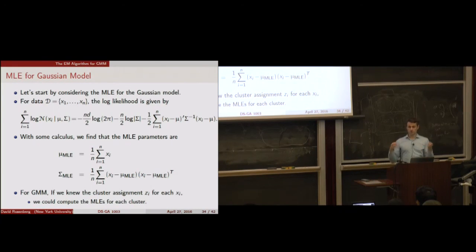So that was because once we knew our cluster assignments, it was easy to find the means of all the clusters. So by analogy, here, once we know the cluster assignments, it's easy to find the Gaussian distributions that best fit the points in that cluster.